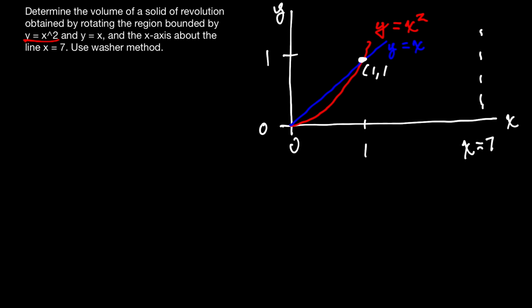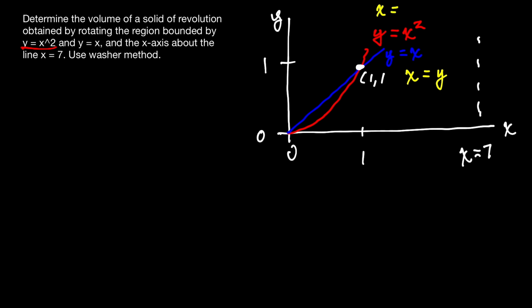But here's why I would have done it with shell method, is now I have to rewrite this and solve it for x. Well, this one's pretty easy. That just becomes, let's switch to yellow, x equals y. And this one up here would become x equals the square root of y, because we'd have to take the square root on both sides, right? So let's write up an integral. So this would be the rectangles I'm building.